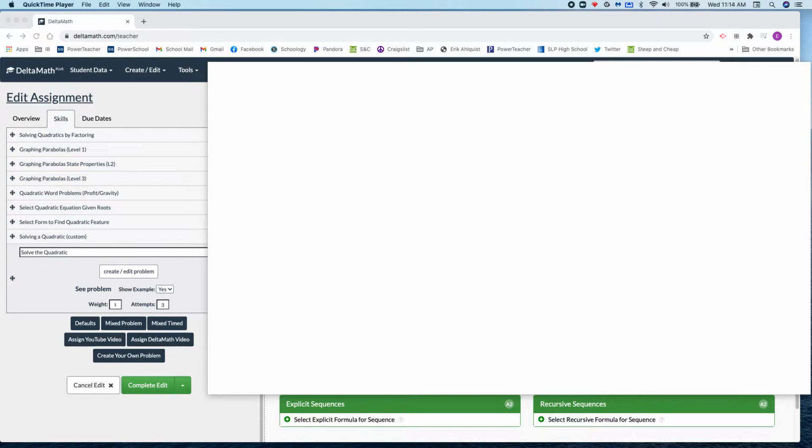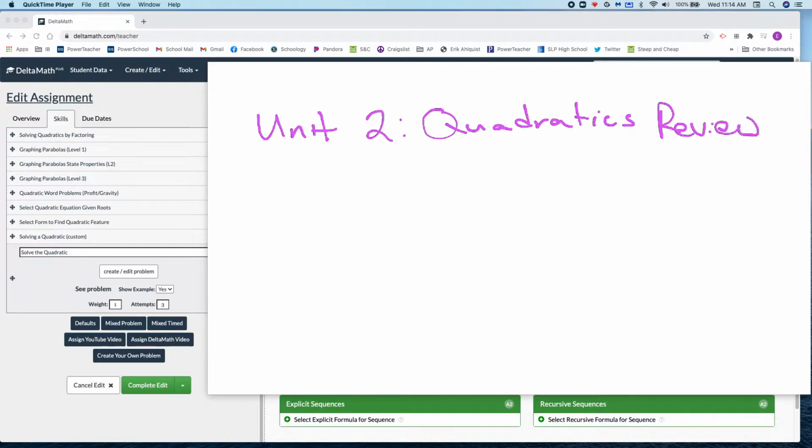We're going to do the Unit 2 Quadratics Review. Okay, so if we're going to do Unit 2 Quadratics Review, here's some of the things you need to know. Now you have pretty much all of this in your notes.